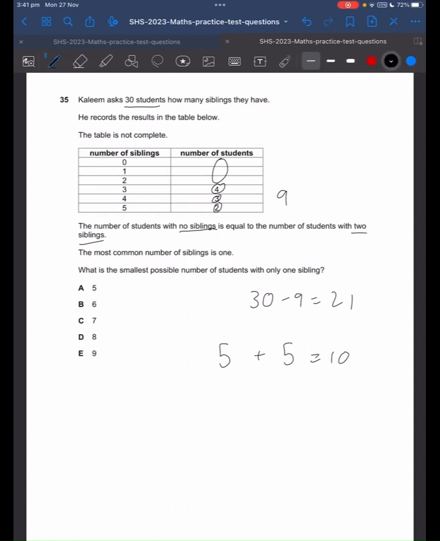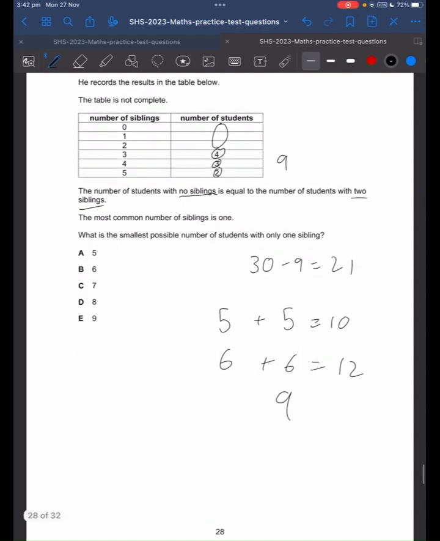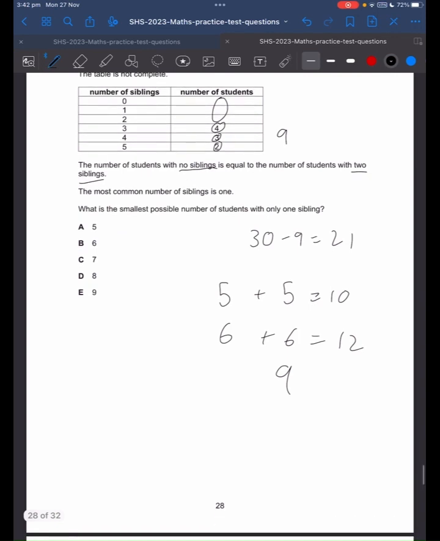Let's try 6 and 6. That gives us 12. 21 minus 12 gives us 9. So 9 students with 1 sibling. That is one of the options. And it fits so far, but let's keep going.